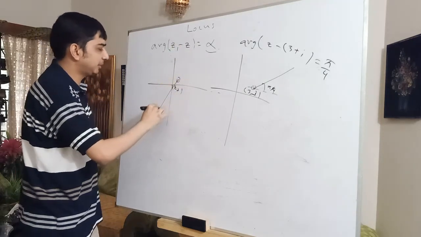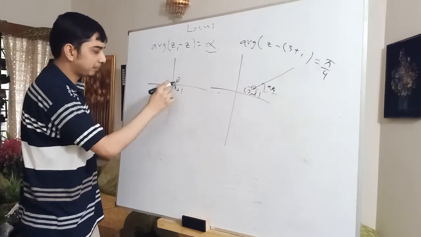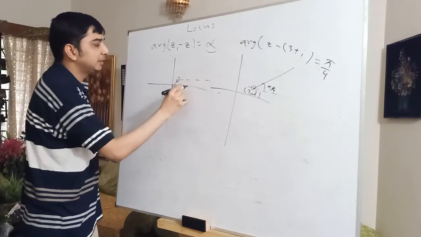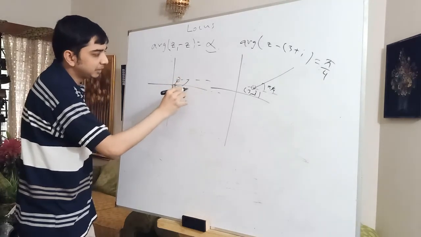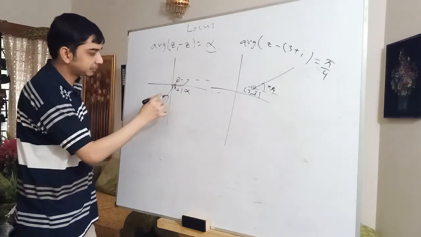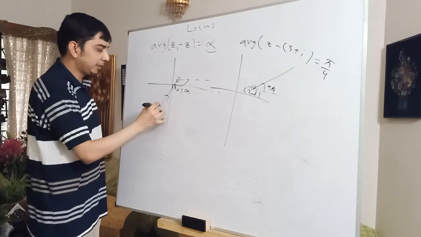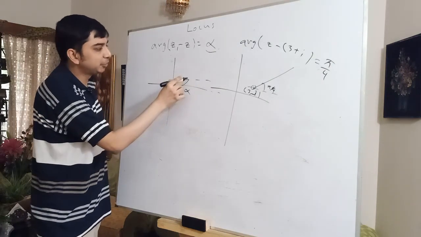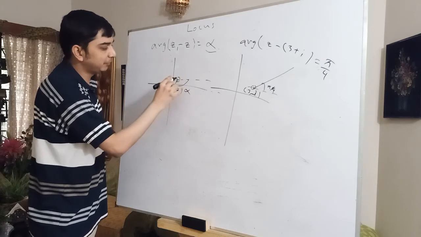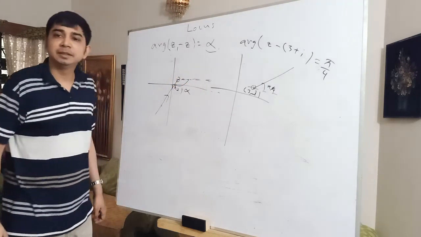So let's say it will be something of this nature. Z to z1, such that the angle it will make with the line parallel to the x-axis is going to be alpha. So z can be any point on this line. It cannot go beyond this. So any point over here, if I join it to z1, is going to make an angle alpha with this line parallel to the x-axis.